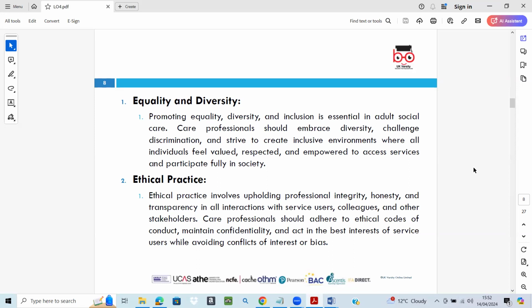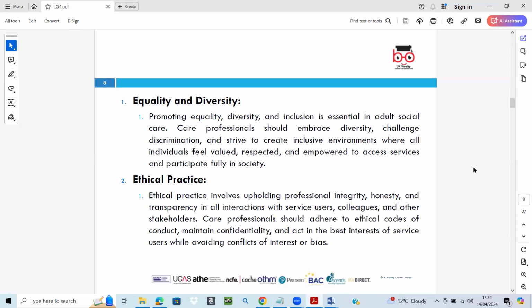This not only enhances the quality of care but also ensures that everyone has equal access to services and opportunities to participate fully in society. And by fostering these environments, we support a society that appreciates diversity and promotes social values.